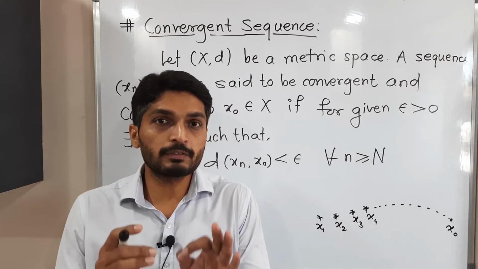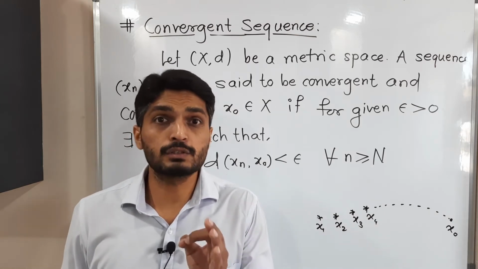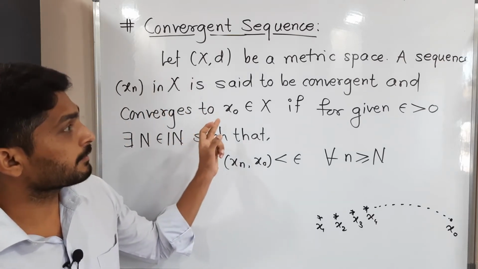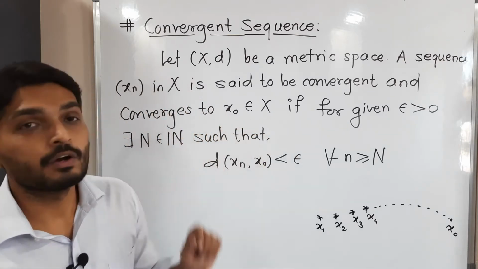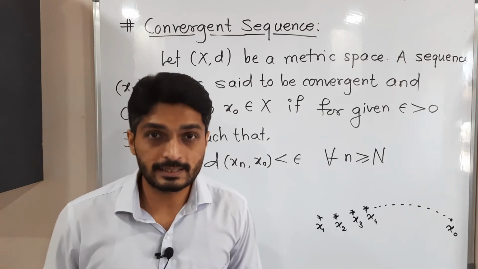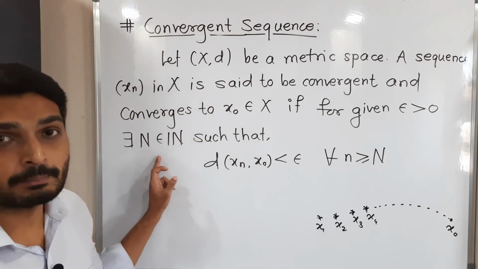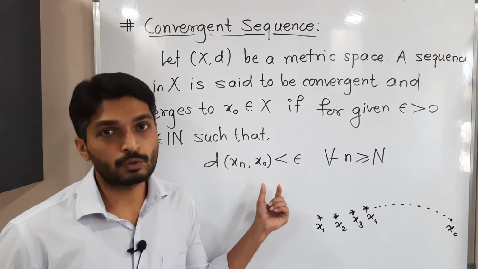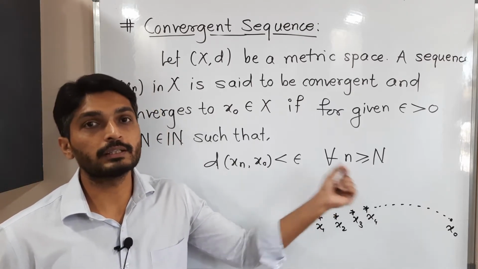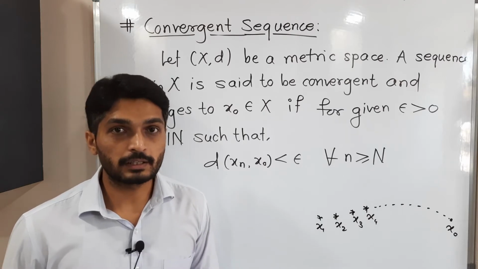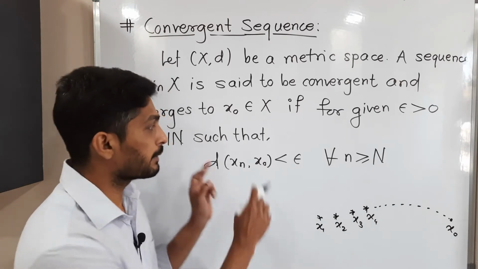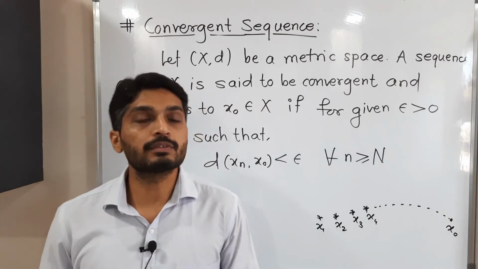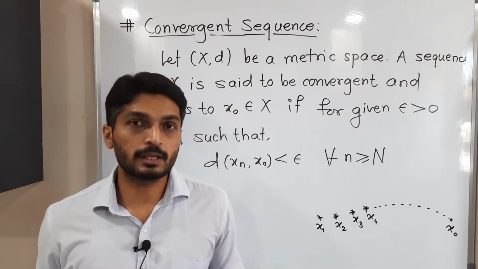The mathematical definition is the same as the definition which you have already seen for the set of real numbers. That means the sequence Xn converges to X0 if for given epsilon greater than 0, there exists N belonging to the set of natural numbers such that d(Xn, X0) is less than epsilon for all n greater than or equal to capital N. Instead of the modulus used for real numbers, in a metric space we write d. This is the only difference, the remaining definition is the same.